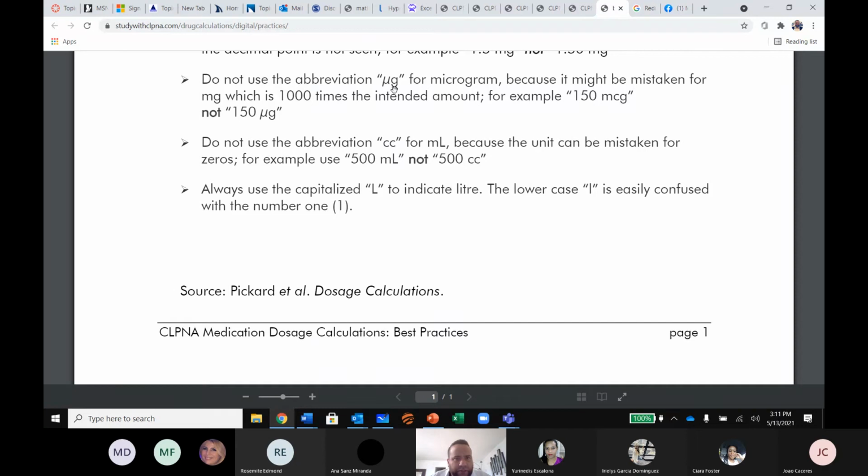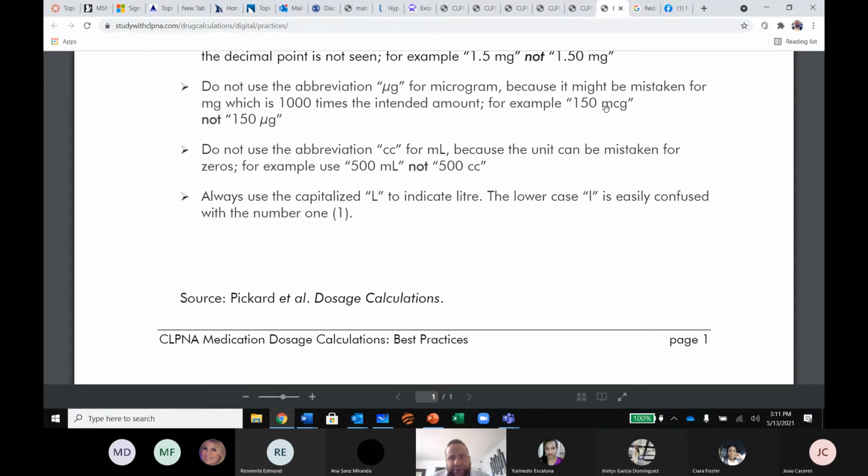Do not use the abbreviation with the Greek mu for microgram, because it can be mistaken for milligrams, which is 1,000 times the intended amount. For micrograms, use mcg. Okay, not this one.